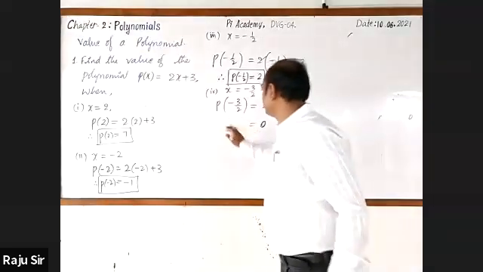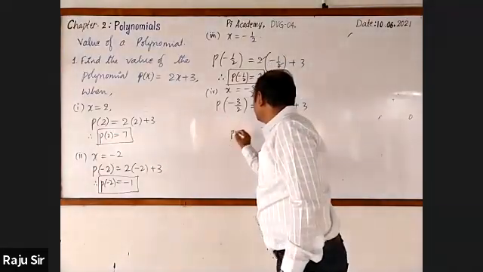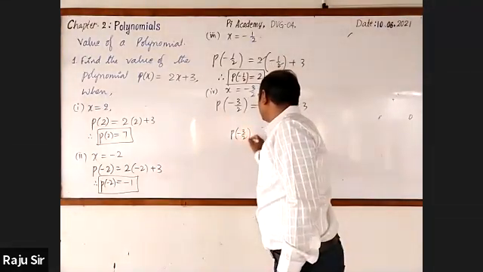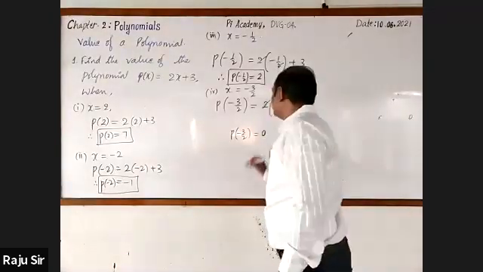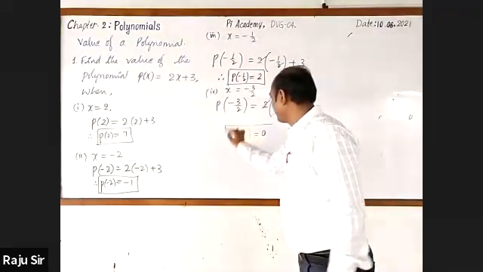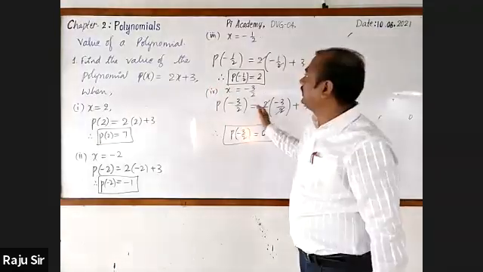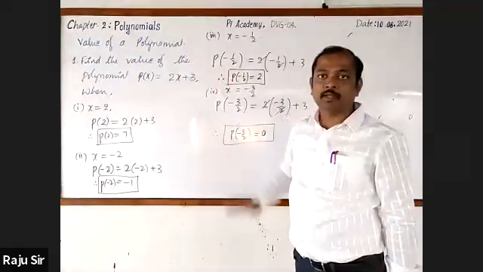Oh, good. Right. It is P of minus 3 by 2 equal to 0. This is the method of finding the value of the given polynomial.